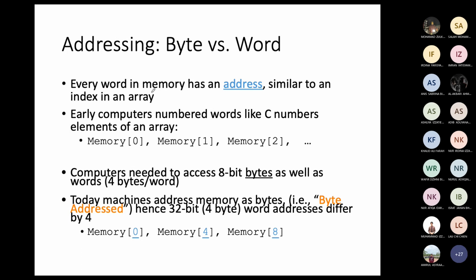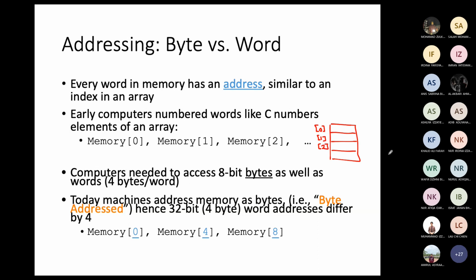And then every word in memory has an address, similar to an index in an array. Early computers numbered these words like C numbers, like elements of an array. So memory 0, memory 1, memory 2. It will become like this, like I have drawn it for you. This is memory 0, this is memory 1, this is memory 2, like that.